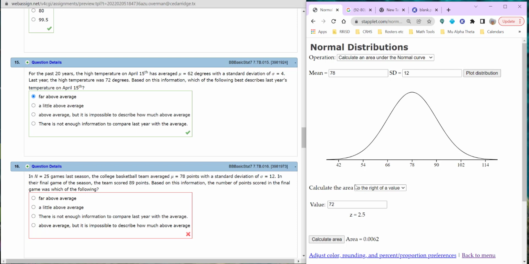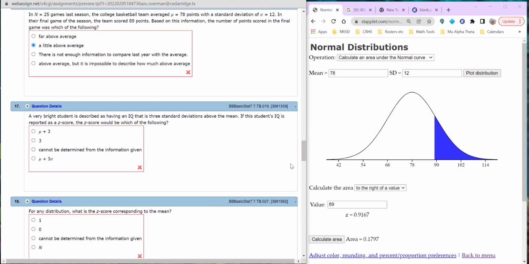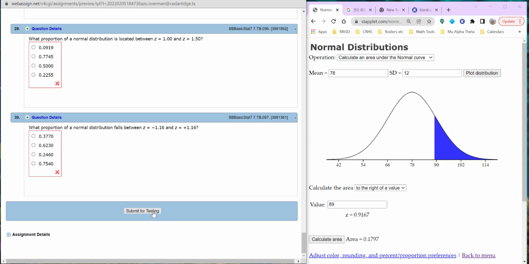It's a little above average. I don't even have to calculate a z-score, but if I wanted to, I'd just put 89. And you can see it's in the top 18%. It's not that great. It's a little above average. All right, a little above average. Submit for testing.